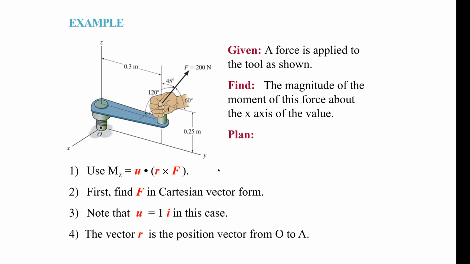Okay, let's take a look at an example. For whatever reason, the author used M_Z to represent this in general: find a moment about some axis Z. There are two parts to this.